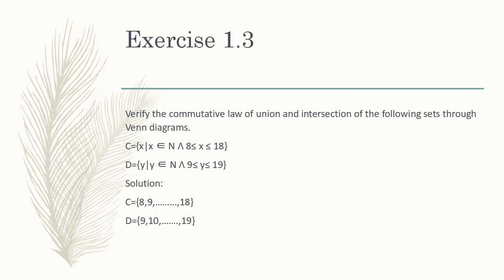Exercise 1.3. Verify the commutative law of union and intersection of the following sets through Venn diagram. We already know about the commutative law from the last lecture. C is equal to x such that x belongs to N and x is greater than or equal to 8 and less than or equal to 18. As in D, we have 9 and 19. The equal sign represents that we also include 8 and 9 and 18 and 19 in both of these sets.